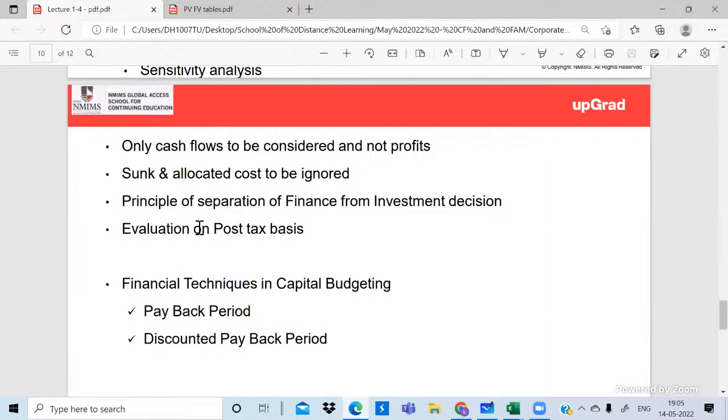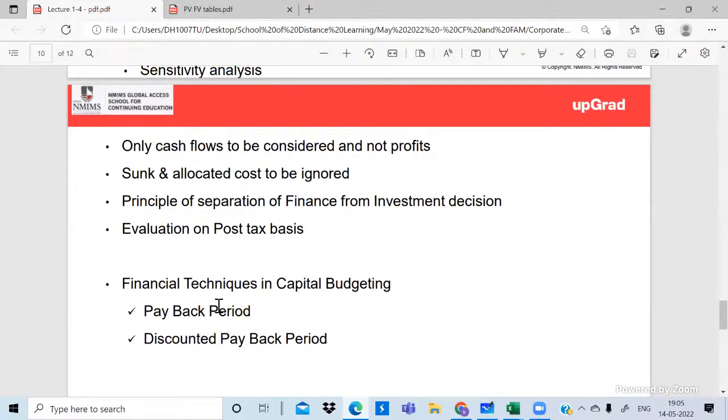We looked at why things are to be done on a post-tax basis, because different sources of financing are taxed at different rates. If you look at debt, you have to pay interest. On interest, you get some tax benefit, but dividends are paid from profit after tax. So one is paid on a pre-tax basis, one is on a post-tax basis. The base is not the same. So we do everything on a post-tax basis. And finally, what we look at is your cash flow from operating activities. So investment and financing decision is separate.